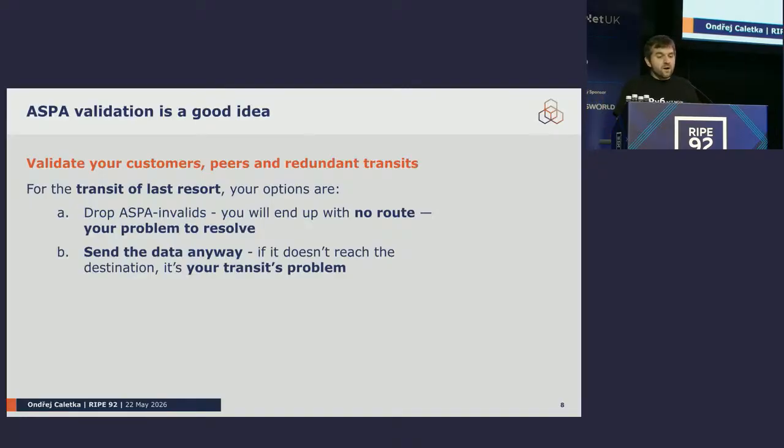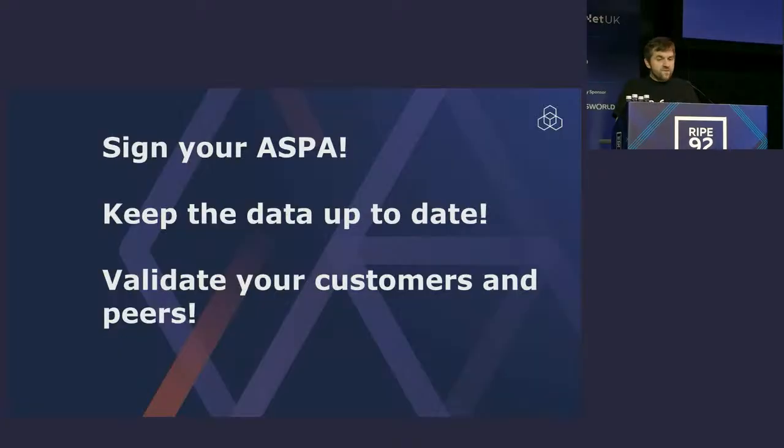So for me, it seems like option B is actually the better one here. In the case of our single-homed network, we only have the transit of last resort. This is our only BGP neighbor. So, a call to action: go there, sign your ASPA, but please keep the data up to date and validate your customers and peers. For your last resort transit, maybe not.